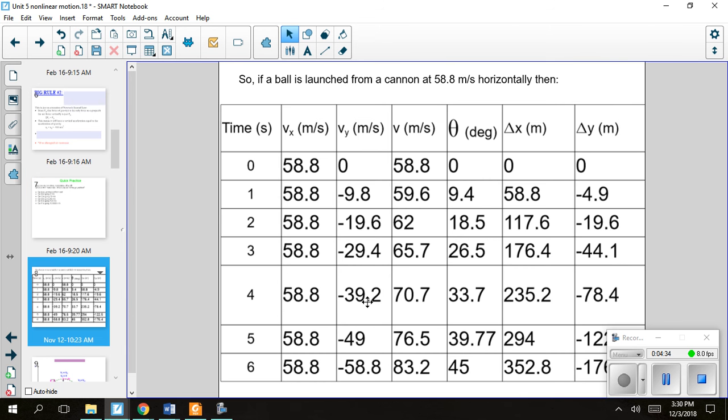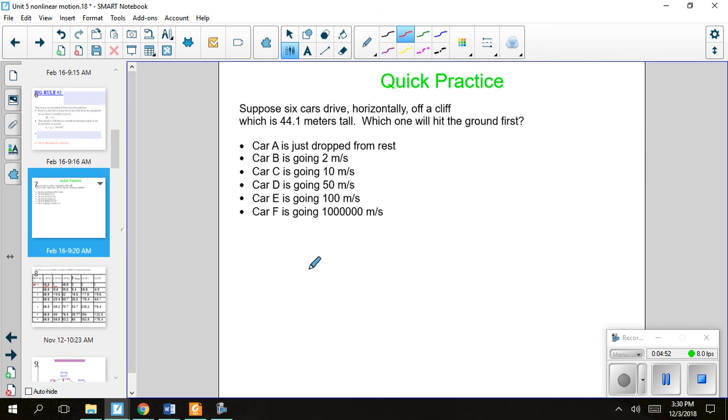All right, so if we look at a cannonball, and this cannonball is being launched horizontally at 58.8 meters per second, then this is our initial right here. Vx is 58.8. We have no Vy, right? We haven't put on any angle. It's being launched horizontally. So it would look like this.